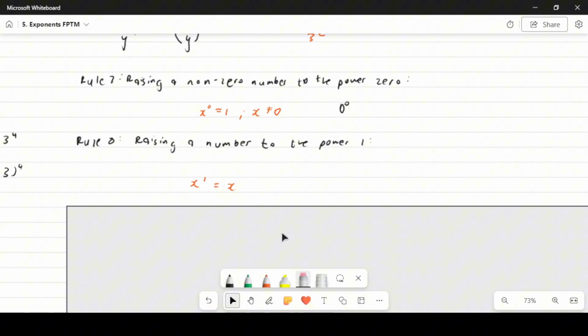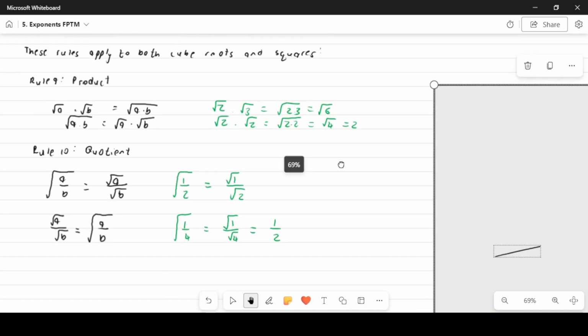Now let's look at the next set of rules. Let's state this here. These rules apply to both cube roots and square roots. Let's look at the first rule, the product rule. So the square root of a times the square root of b is equal to the square root of a times b. Note how I'm stating that verbally. The square root of a times b is equal to the square root of a times the square root of b.